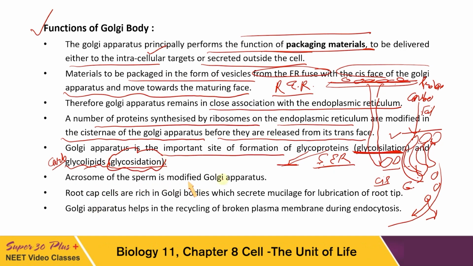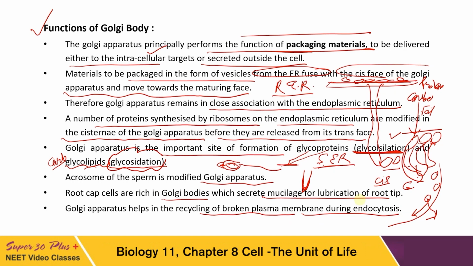The acrosome of the sperm is a modified Golgi body. The tip of this, here this is the large nucleus, that is the acrosome, which is a modified Golgi apparatus. Root cap cells are rich in Golgi bodies. In the root, this is the root cap. The root cap cells have many more Golgi bodies which secrete mucilage for lubrication of the root tip, and the Golgi apparatus helps in recycling of the broken plasma membrane during endocytosis. Means the plasma membrane, Golgi bodies, and ER are all interconnected.